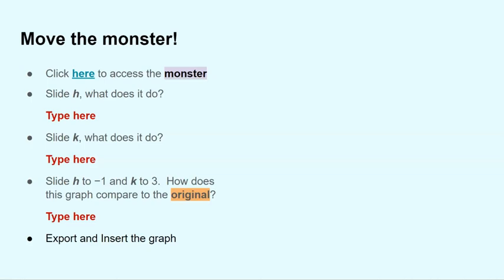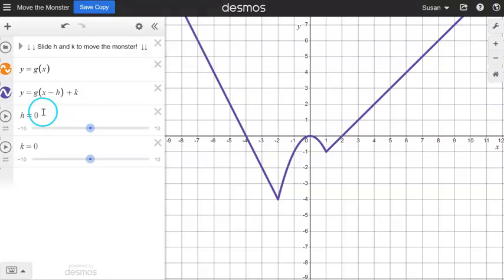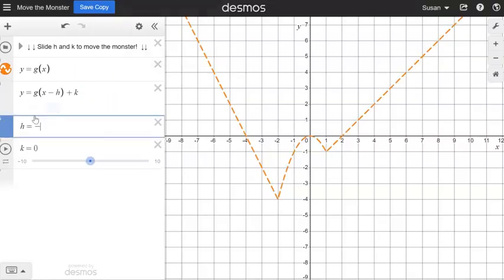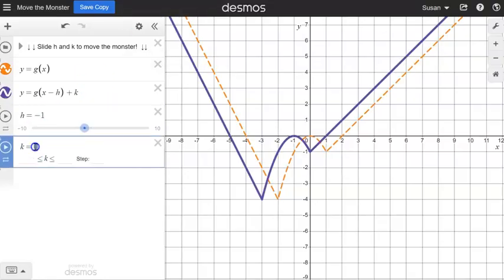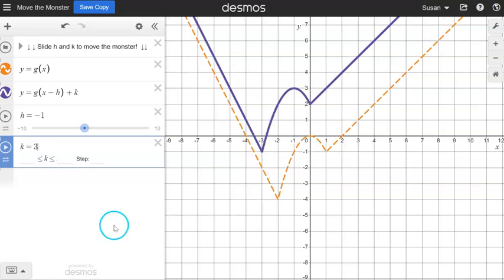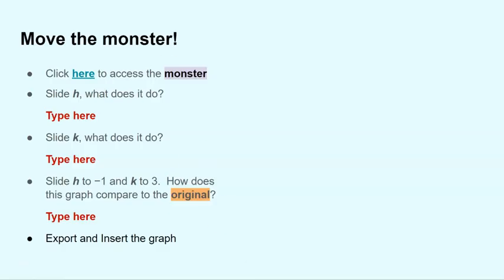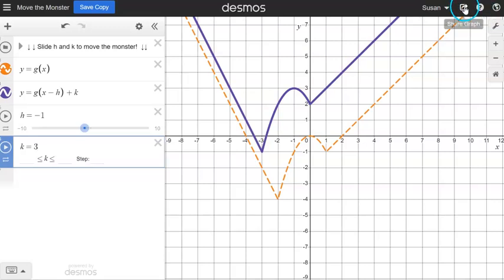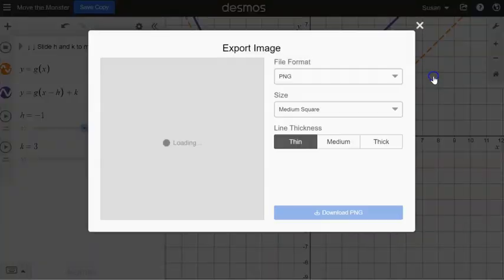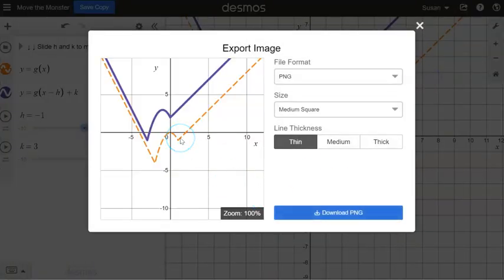Now on the slide, I do ask for specific values of h and k for them to use, so they will use -1 for h and +3 for k. So one thing they can do is just type over it. If they're tired of trying to slide it like that, just type over it, and then they need to describe what happened, and then they will export and insert the graph. So they'll click on this little arrow here and click on export image, and then they'll put that in here.